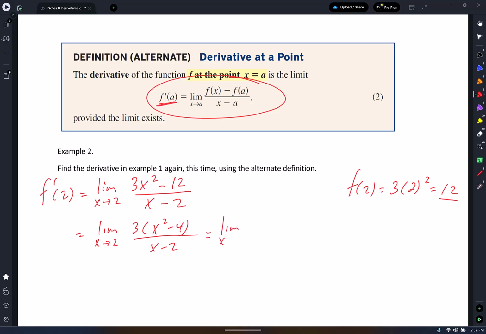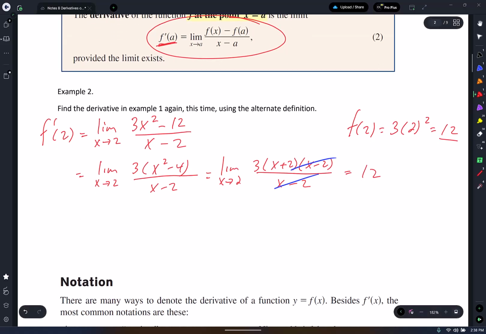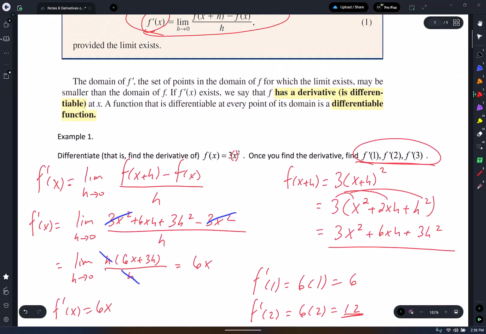I still haven't evaluated it yet, guys. Limit as x approaches 2 of 3 times (x plus 2)(x minus 2), all over x minus 2. Now I have a common factor I can cancel. What am I going to cancel? Now can I do direct substitution? Yes. 2 plus 2 is 4, 4 times 3 is 12. Look at that, f prime of 2 is 12. Is that what I got earlier? Yeah.